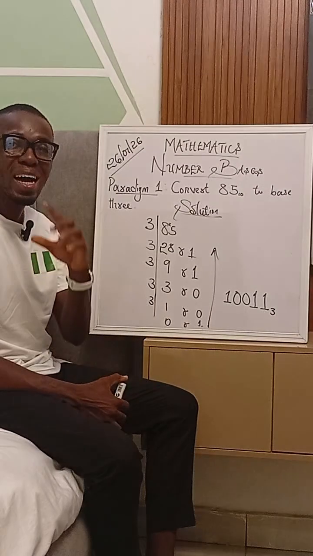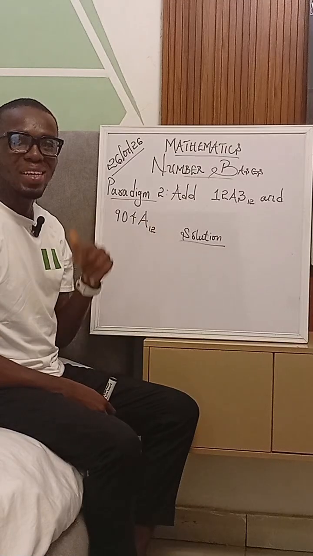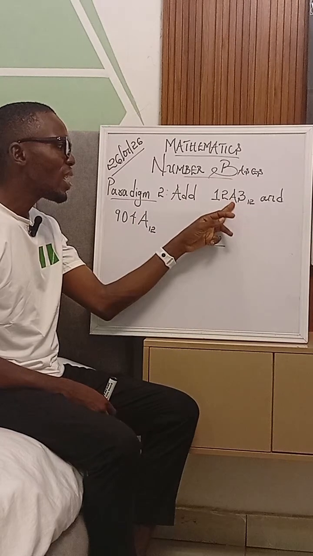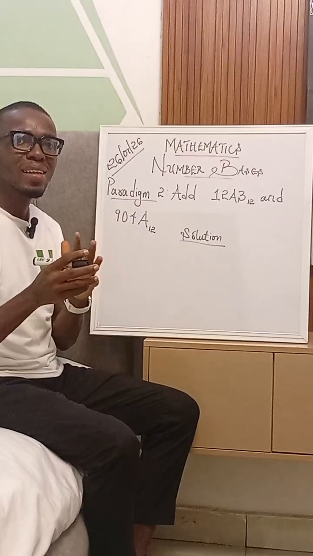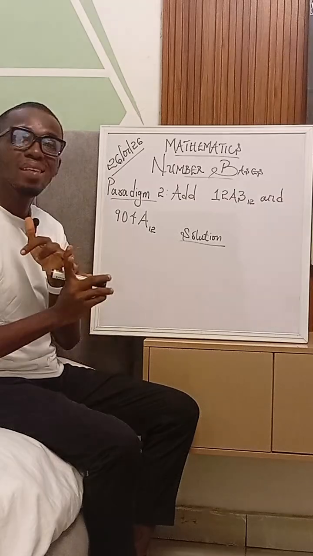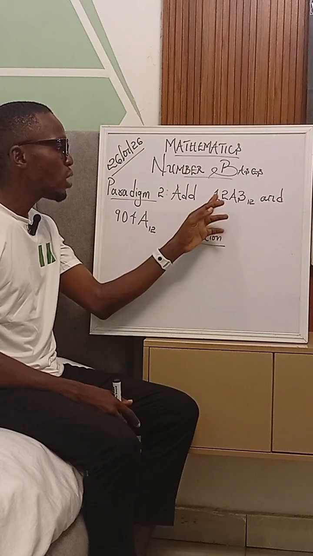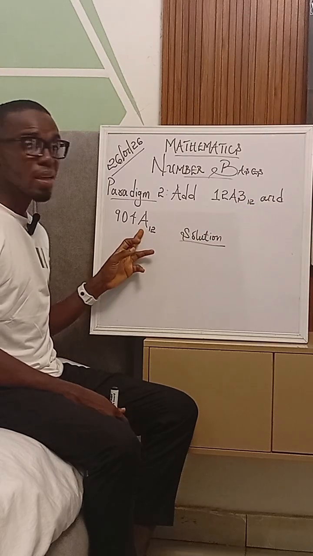So now let's look at addition of number bases. Let's see how it is being done. Now the second one here, addition of number bases. We're asked to add 12A3 base 12. Remember, just remember this thing, more or less like a quantitative reason, that A is 10, B is 11, C is 12. Just remember those things like that. So 12A3 base 12 and 904A base 12.